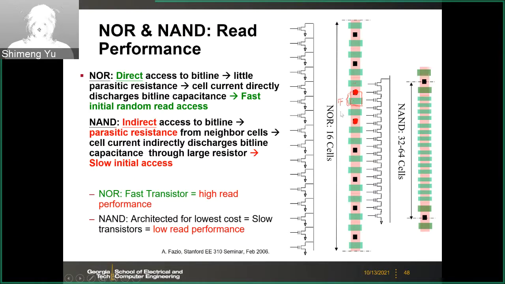It's less compact. For the NAND flash, the reason to get high density is that you get rid of those contacts within the string. So within the string, you don't have any contact. Only at the end of the string, you have the contact to the bit line and the source line. So you only have the contact at the end. Therefore, you can have a much more compact layout for the NAND flash.